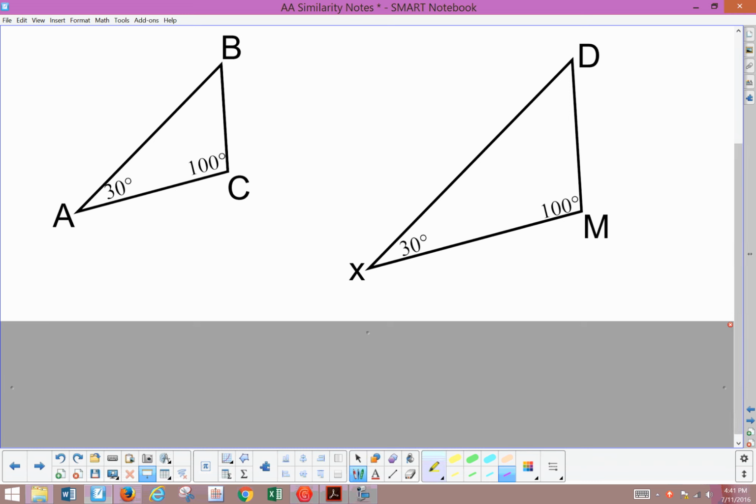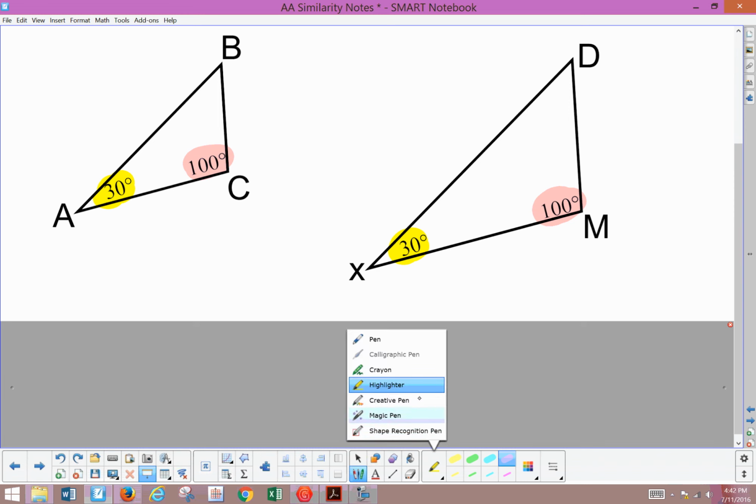We have an angle measure of 30 degrees on the left at angle A. There is a matching angle on the right at angle X. It is also 30 degrees. On the left, we have an angle measure of 100 degrees at angle C. There's a matching angle degree on the right at angle M. That means we have 2 sets of corresponding angles that are congruent.